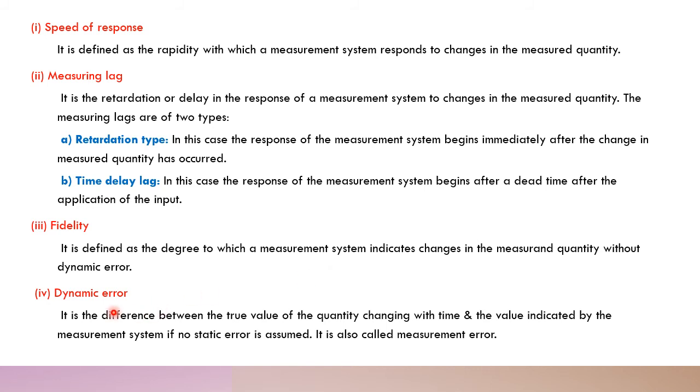The last one is the dynamic error. It is the difference between the true value and the value indicated by the measuring system. But here the true value changes with time. In static characteristics, accuracy is similar, but there it is fixed, while here it is varying with time. So this is also called measurement error.